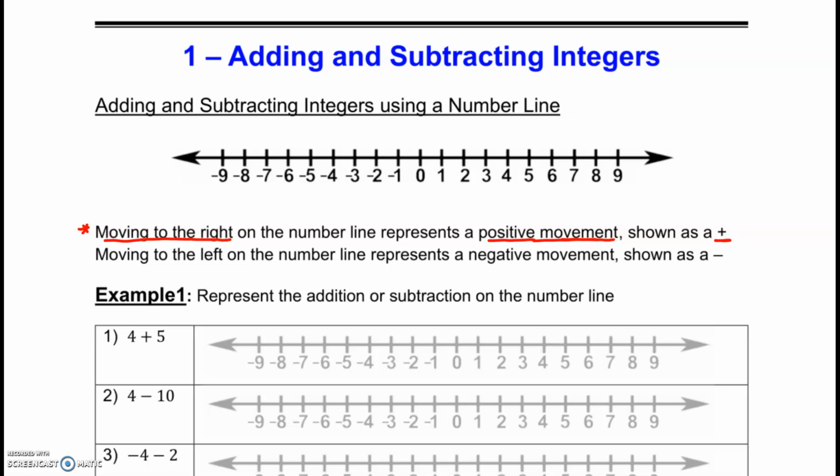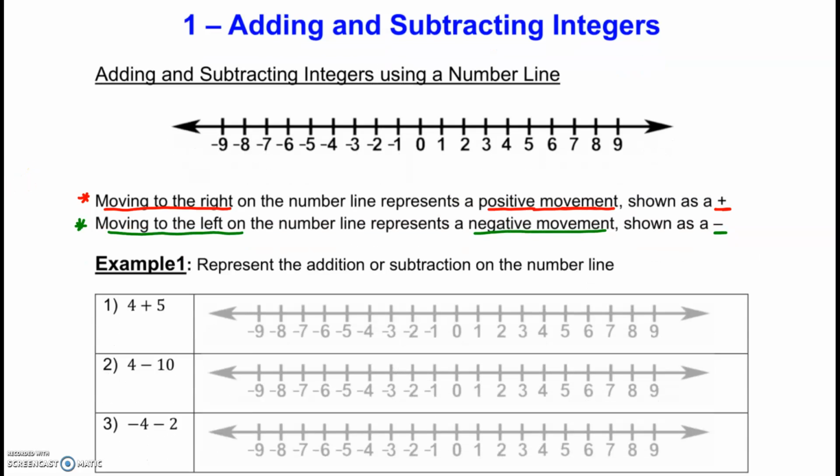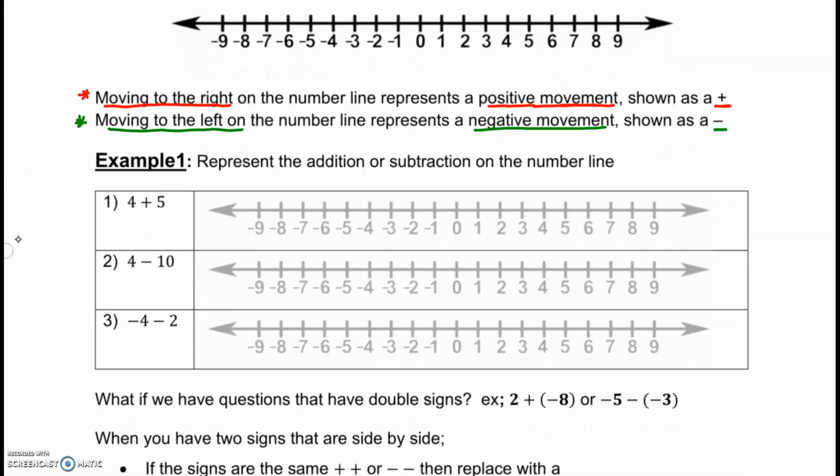And then if we are moving to the left on the number line, that represents a negative movement, shown as a subtract or negative symbol. So let's take a look. We're going to represent the addition or subtraction on the number line.